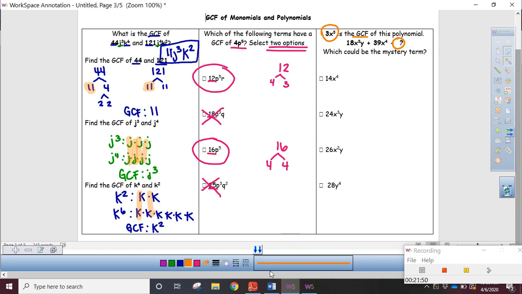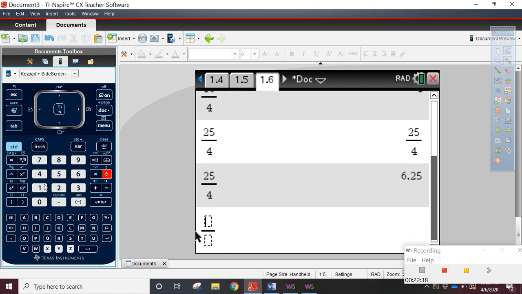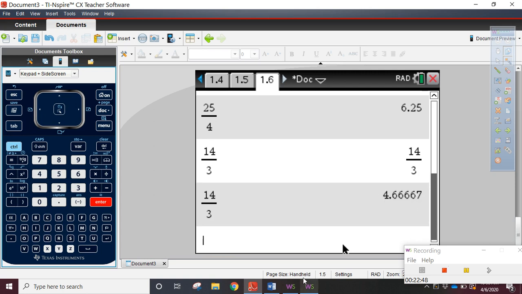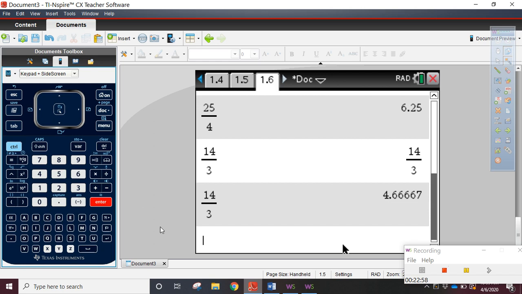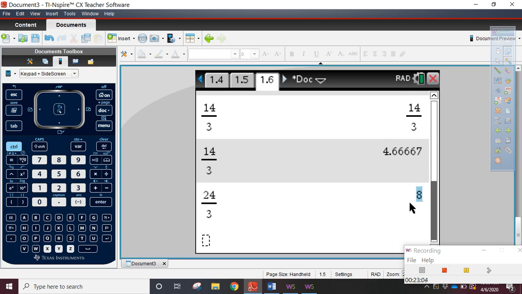Now let's check 14 and see, is 14 divisible by 3? Does it evenly divide into 3? I can do 14 divided by 3, and press enter. Now I see that this does not give me a whole number, so I know that 3 is not a factor of 14. So I can cross that one out. Now let's go on to the next one, 24. Let's divide. 24 divided by 3. Does it evenly divide? Yes, it does, and it gives me an 8.